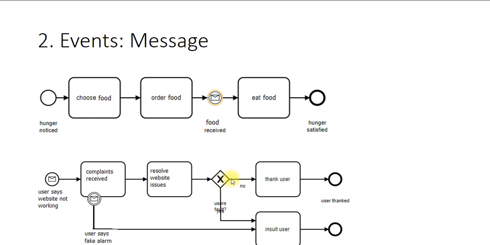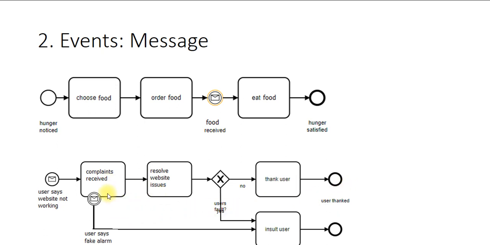So only one path can be true, whether it is user fault. If it is user fault, then insult the user and the process is done with it. If it is not the user's fault, then you thank the user. That means it's a genuine complaint. And then the user is thanked, and that will be the end of the process.